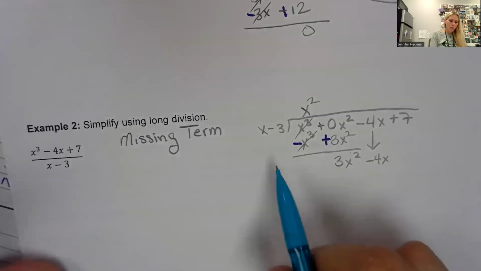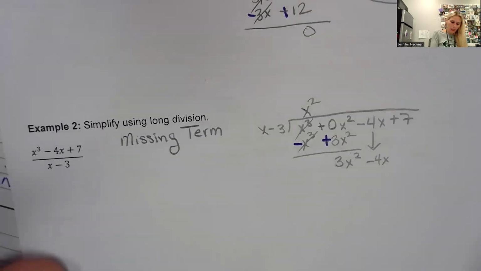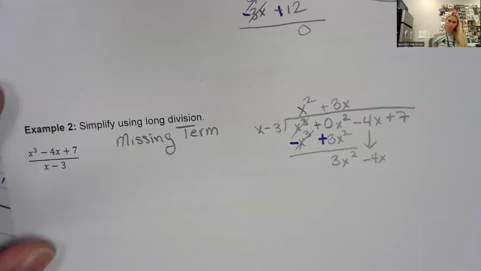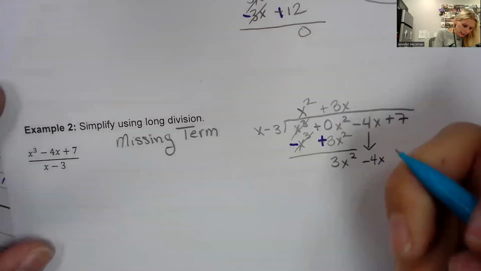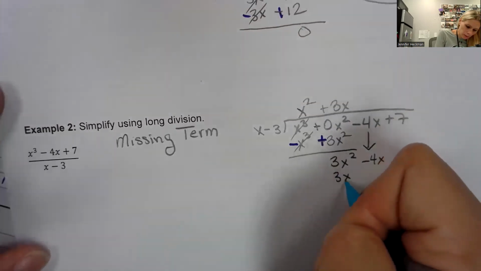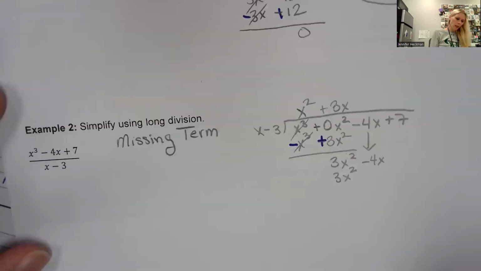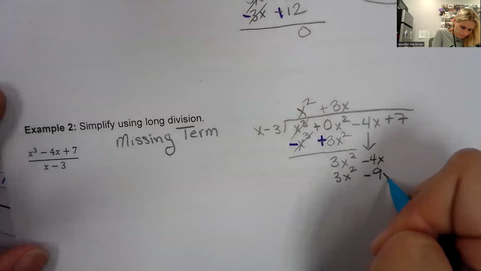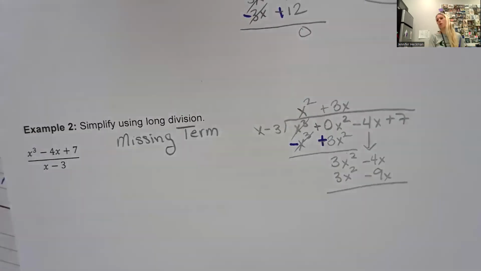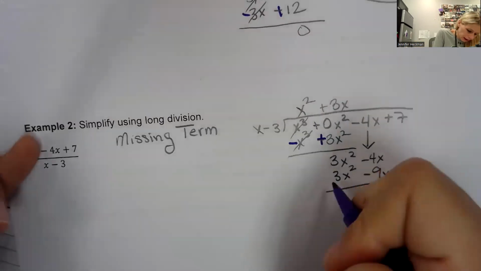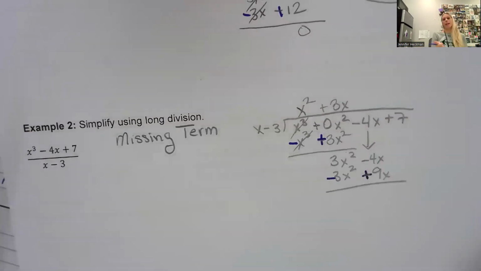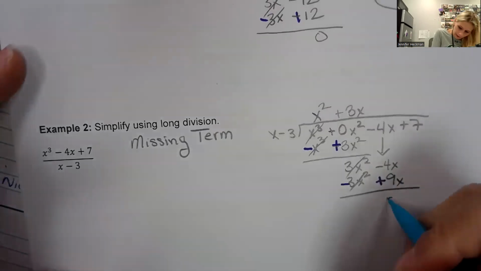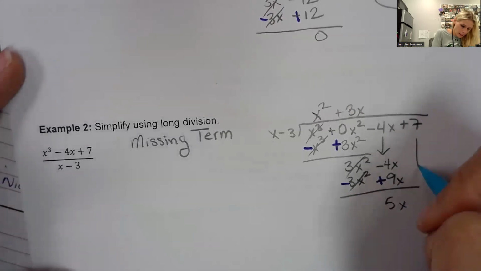Okay. What do you multiply x by to get to 3x squared? Well, I multiply by a positive 3x. 3x times x is 3x squared. That was the point, right? 3x times -3 is a -9x. Again, now we subtract. If you want to subtract, go for it. If you want to change the signs to add, that's up to you. These cancel. We're left with 5x. Bring down the 7.